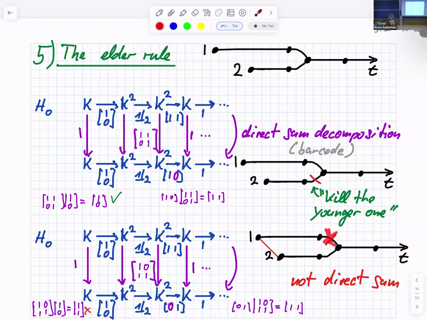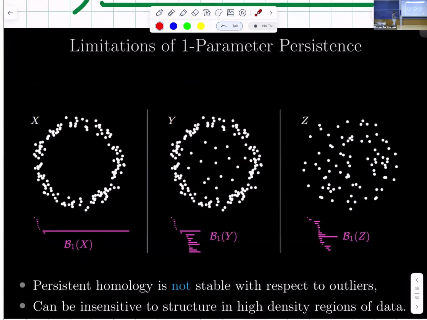So there are some problems. There are some limitations of one parameter persistence. I mean, one parameter persistence is very good. It's very powerful. But Frederick was always a bit careful. I mean, it can be very helpful. It can give us some valid additional information, but it always depends on the situation. It depends on the data. It's not guaranteed. It's no tool that works always.